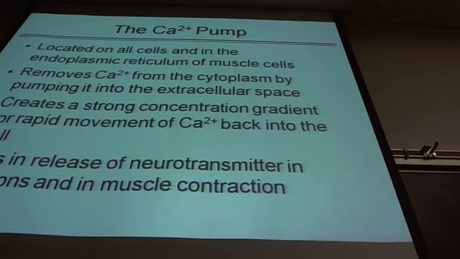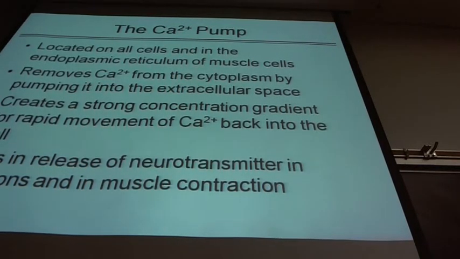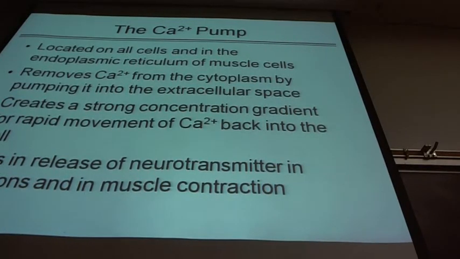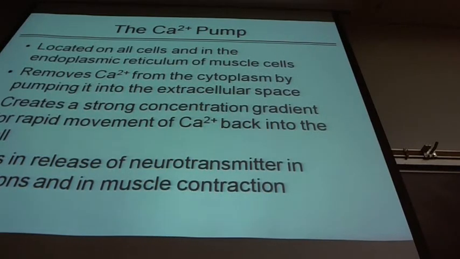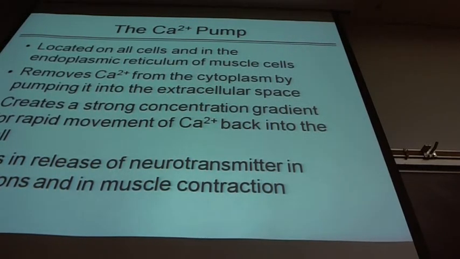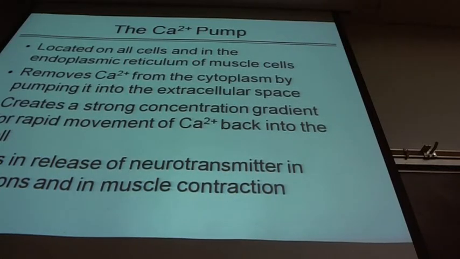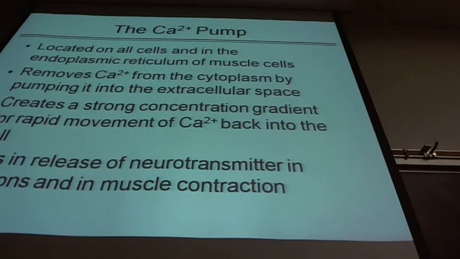The calcium pump, located in all cells in the endoplasmic reticulum. Remember, in the endoplasmic reticulum of the muscle cells, it stores calcium. They store calcium to help with the muscle contractions. Removes calcium from the cytoplasm by pumping it into the extracellular space. It creates a strong concentration gradient for movement of calcium back into the cell. Aids in the release of neurotransmitters in neurons and muscle contraction. That's part of the calcium there that aids in the muscle.